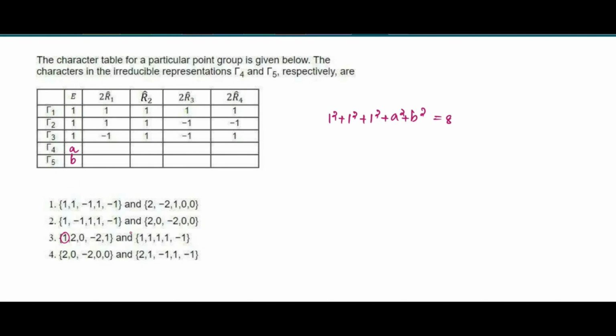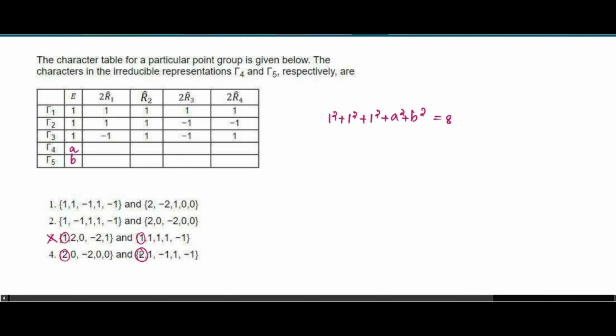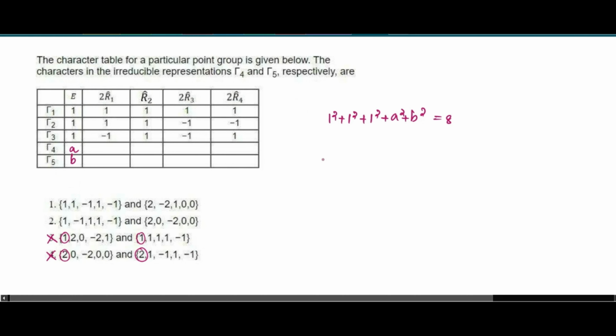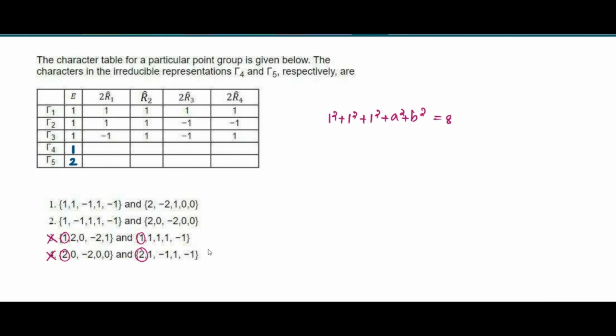So here it is 1 and here it is 1, so it's not option 3. If both are 2, what will happen? 8 plus 3, it will be 11. So it's not option 4. It's either 1 or 2. Correct? So if I put 1 over here and 2 over here, now you tell me, is it option A or is it option B?